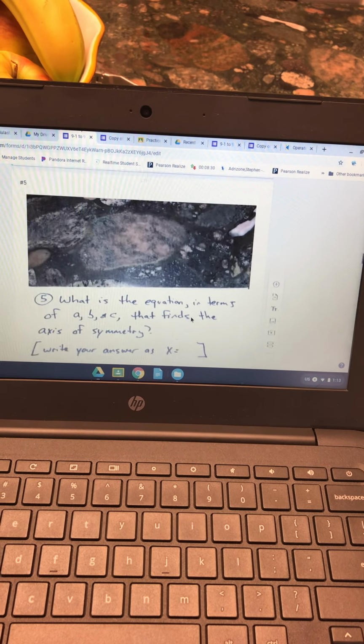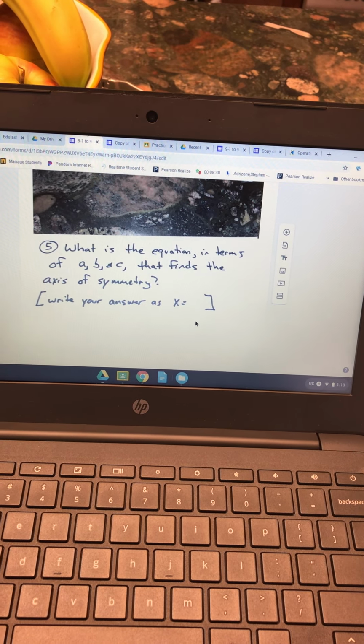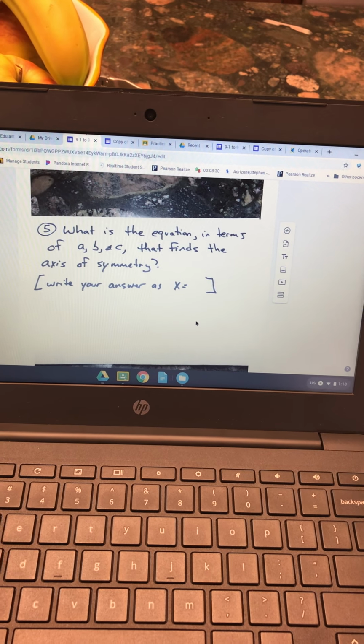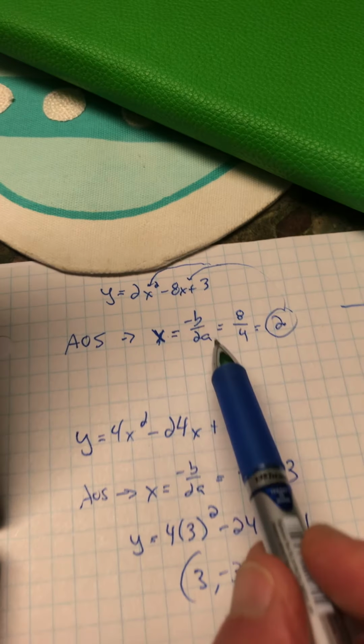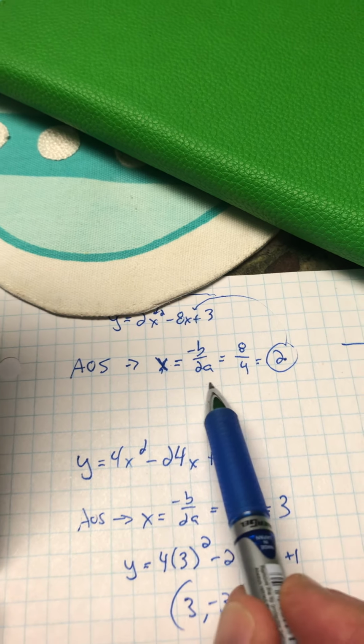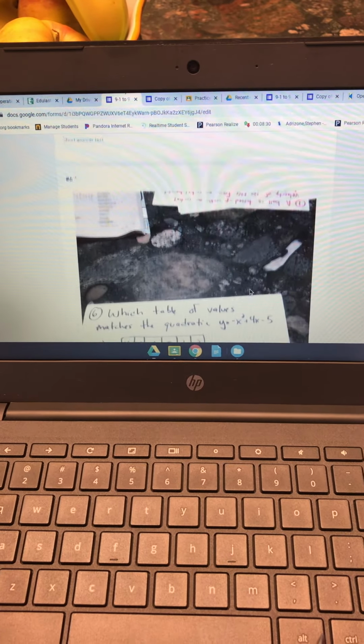What is the equation in terms of a, b, and c that finds the axis of symmetry? That just is x equals the opposite of b over 2a, right? It's this guy right here, the opposite of b over 2a. And I know I told you guys to forget that guy on the quiz.